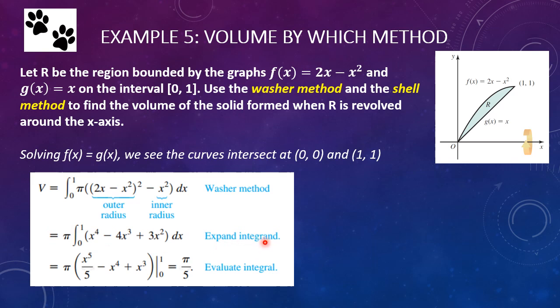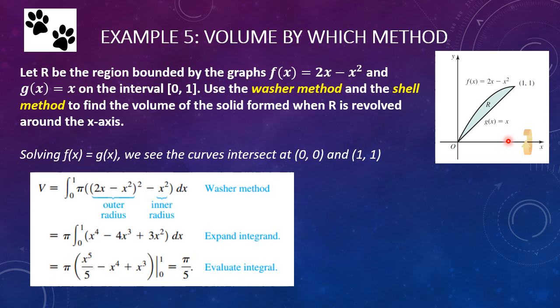Pretty straightforward to solve. I'm not going to walk through this. You get the integral from 0 to 1 of pi times the quantity 2x minus x squared, squared, that's f of x, the outer radius, minus x squared, which is the inner radius, dx. And when you solve this, you get pi over 5.